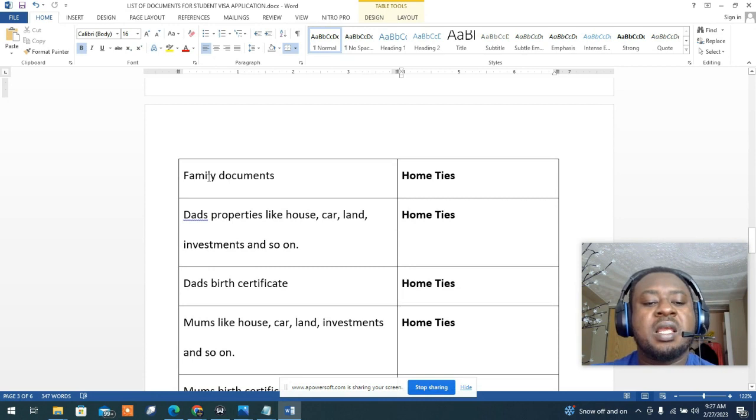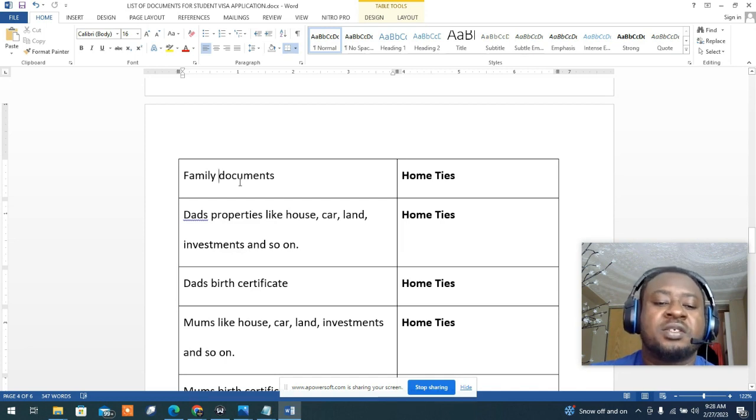Then we talk about family documents. This one, if you are a single person, it's expected that you have family, you are staying with your parents, or maybe you are staying alone.